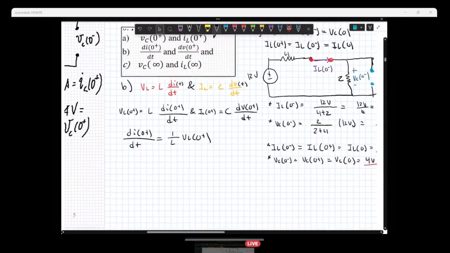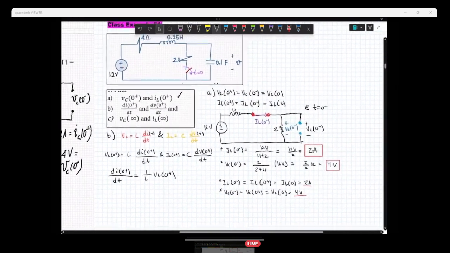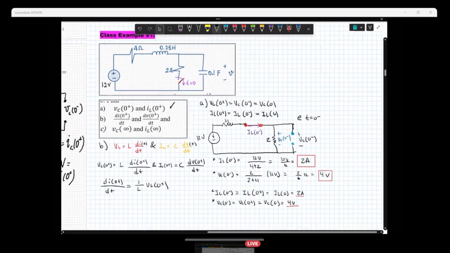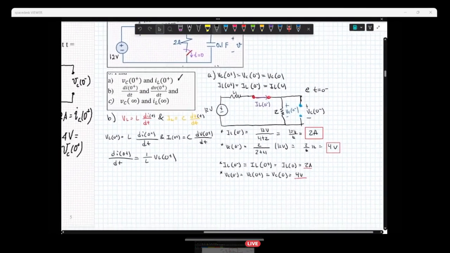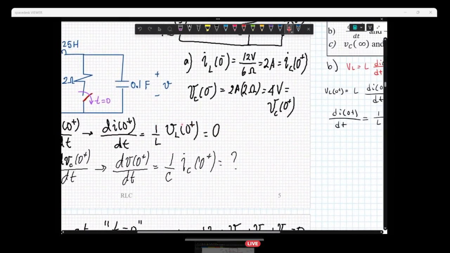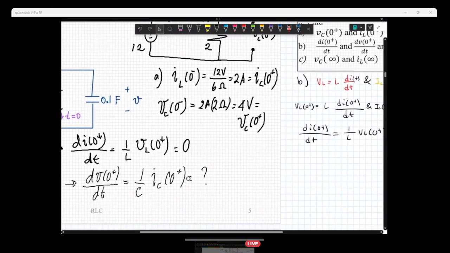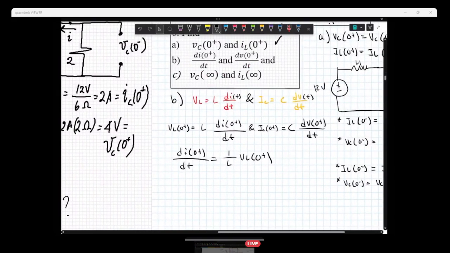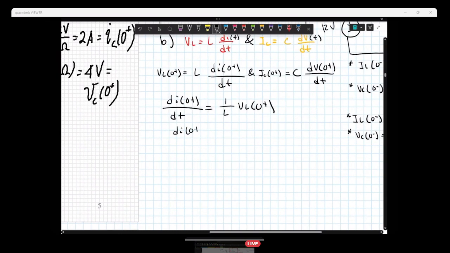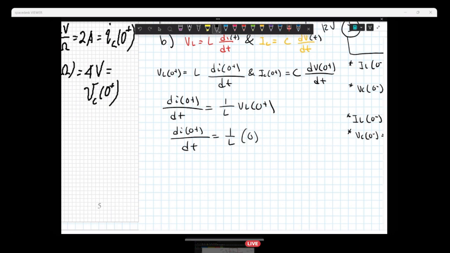1 over L. The voltage through the inductor at 0 plus will be 0 because the inductor is going to be shorted. Once again, yeah. I don't know why she doesn't write it. She just writes it 0. Well, it's because the voltage through the inductor is shorted, so it's 0. So this would be di(0 plus)/dt equals 1 over L times 0, which equals 0.